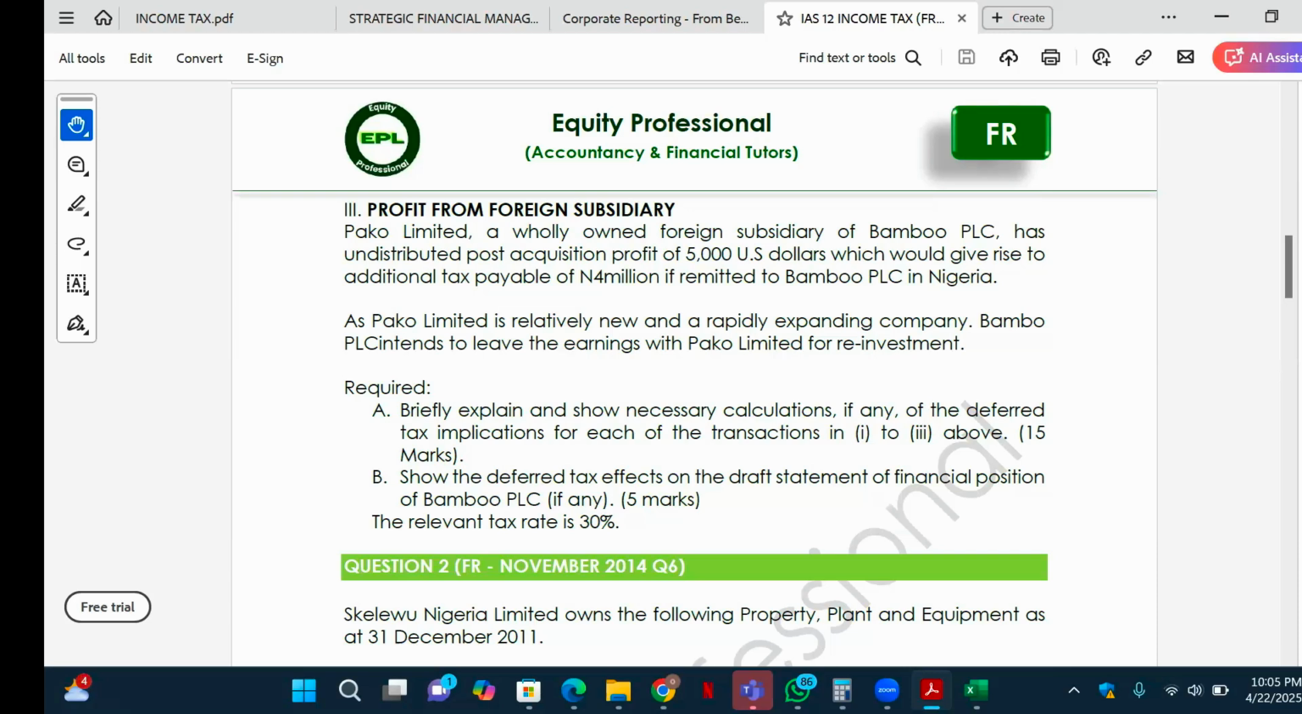They said it would give rise to additional tax payable of 4 million naira if remitted, meaning that it is until Bamboo PLC receives that money. If they have not received that money, it will not make them liable to any tax. Number one. Number two is now that you consider that future: the amount that we are referring to here, is it probable? If you look at the way we did carrying amount of PPE, the tax base, you will discover that in the last class, let me see.